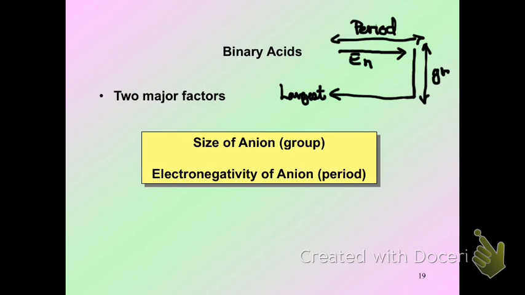Electronegativity trend along a period has the most influence on how strong an acid is, whereas size is the most important trend going vertically. So we're talking about two different things. So now, back to definitions.